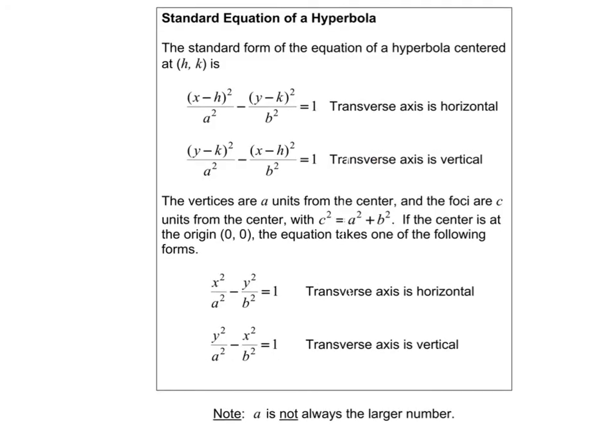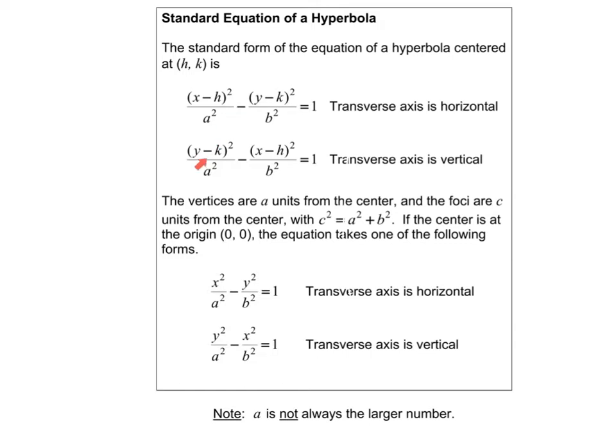All right, so here we have the standard equation of the hyperbola. (x minus h) quantity squared over a squared minus (y minus k) quantity squared over b squared equals 1. This should look very, very familiar. The only difference is that this is a minus instead of a plus. If it's a plus, it's an ellipse. If it's a minus, then it's a hyperbola.